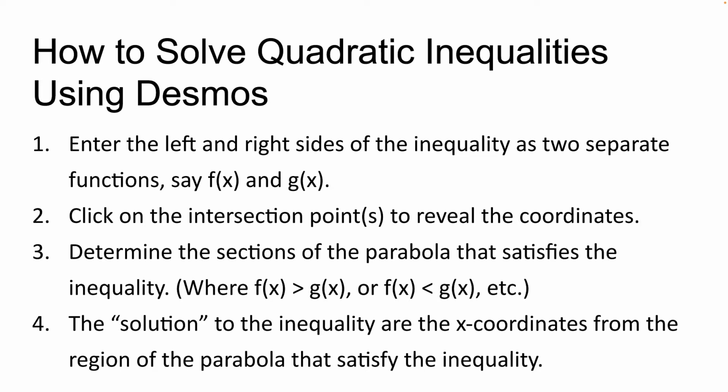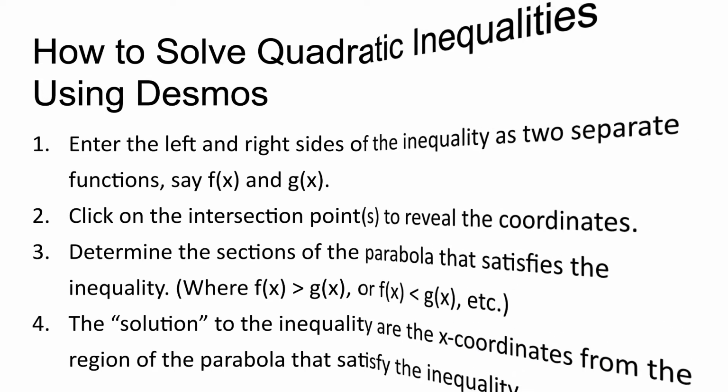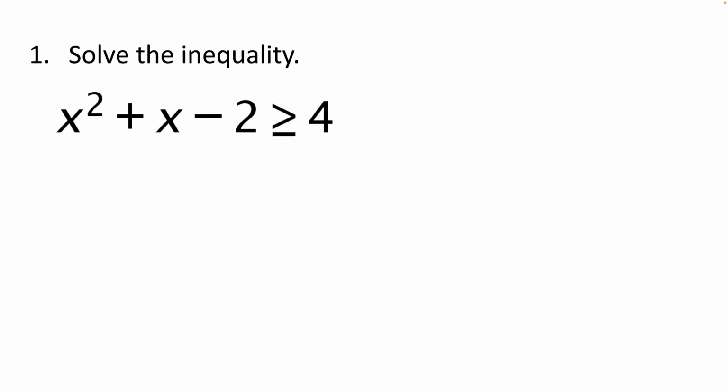This last point is very important. The solution to the inequality is the x coordinates from the region of the parabola that satisfies the inequality. Most often with quadratic inequalities, we'll be using interval notation because there will be so many points we can't list them. Let's take a look at our first example.